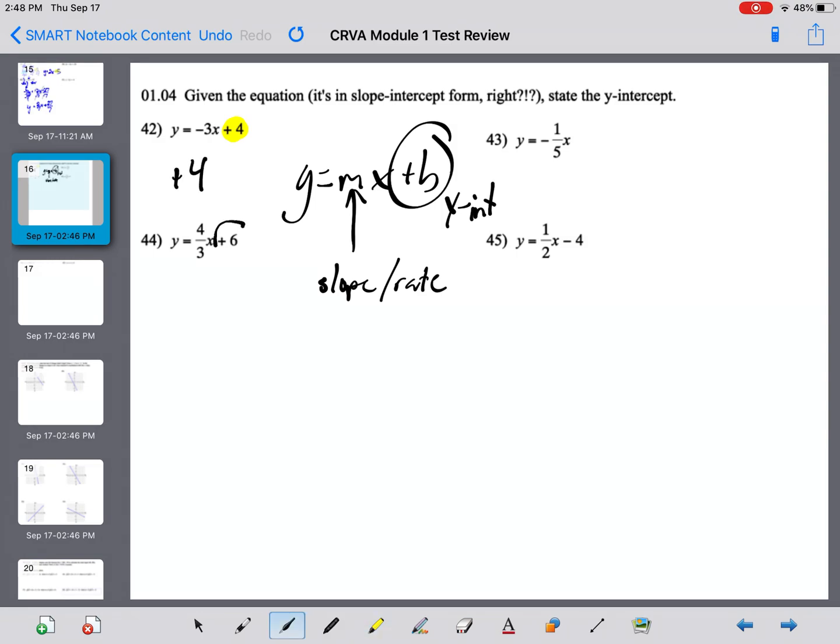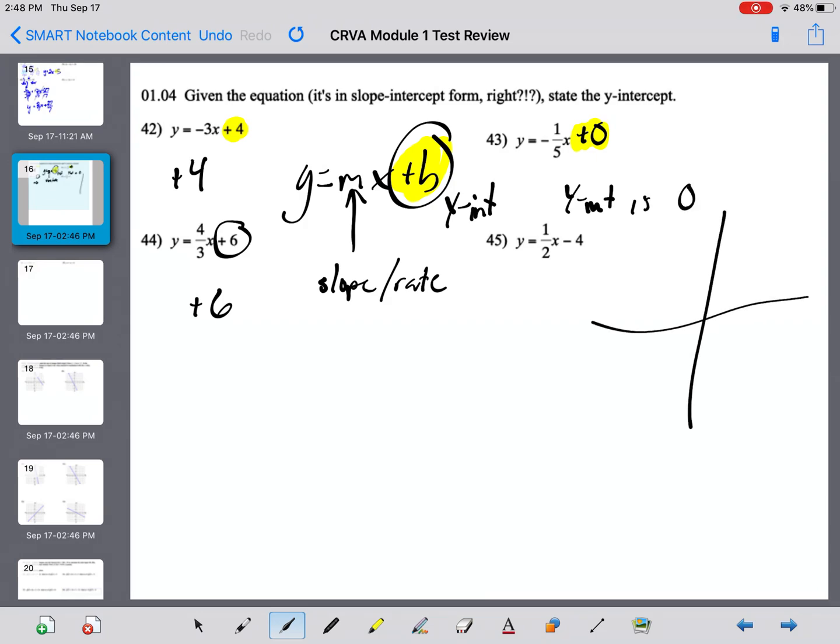For number 44, the y-intercept is positive 6. By the way, number 43 is kind of tricky. What number is in this position? What number is being added to the x? 0. The y-intercept is 0.